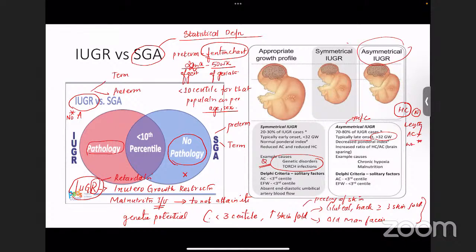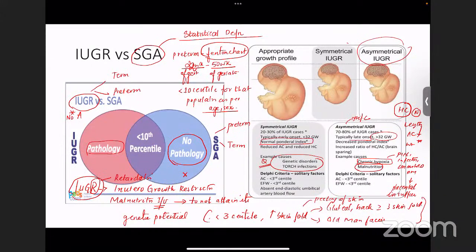Most commonly it is chronic hypoxia, like if the mother is having PIH, any kind of infection, in utero hypoxia, or uncontrolled diabetes, all of which lead to placental insufficiency. Also, if a mother is malnourished, not taking the adequate amount as per the prescribed RDA, recommended daily allowance, for a pregnant woman, then the baby will not get adequate nutrition, and the child will develop asymmetrical IUGR.